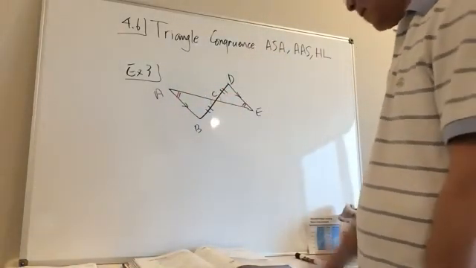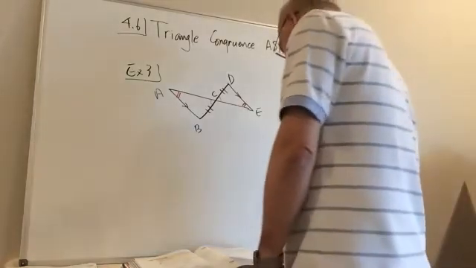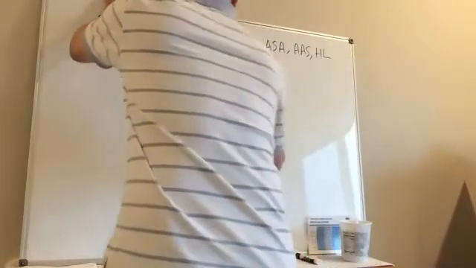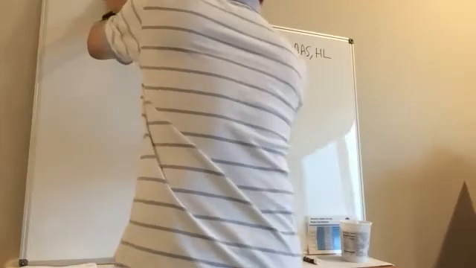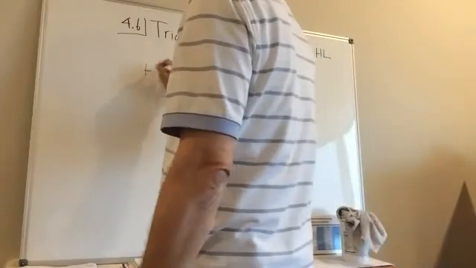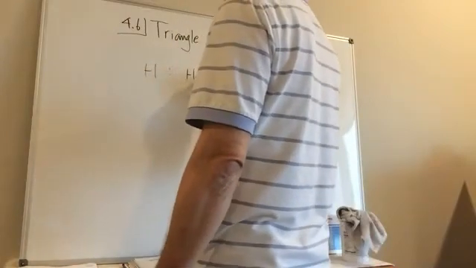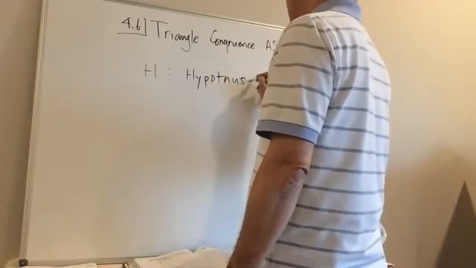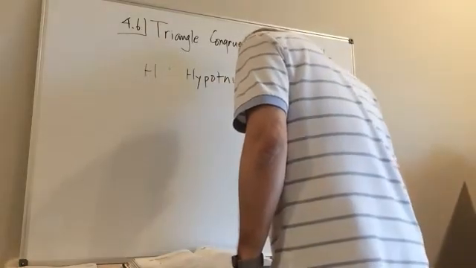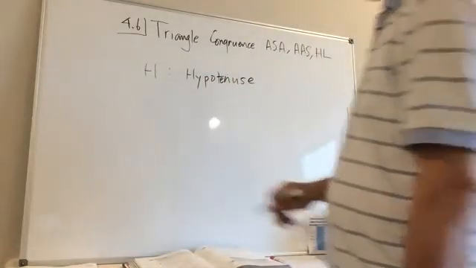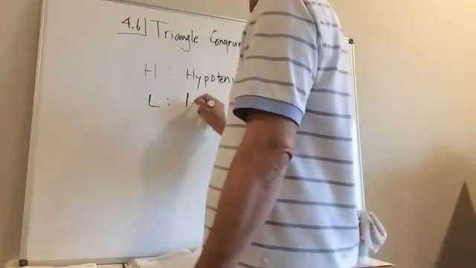All right, last but not least, we have the HL situation. We haven't done any H's or L's, so I'm going to go ahead and give you a hint, and maybe we can work this out. H stands for hypotenuse. Is there something in between? Oh, I'm missing an E. Hypotenuse. L is a leg.